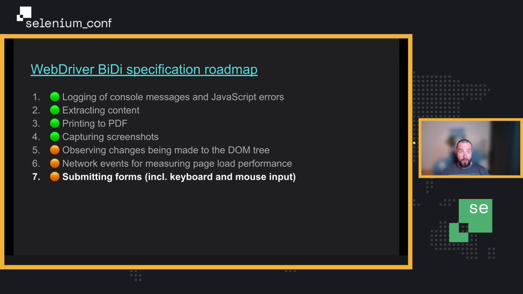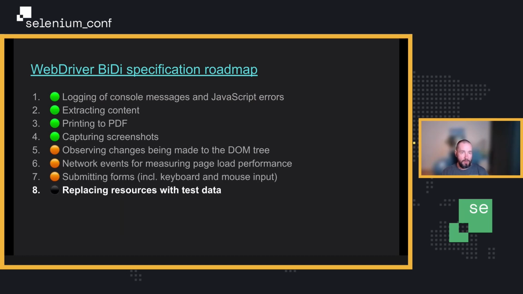This scenario enters text into a form field via keyboard and submits that form via mouse click. Basically, it includes almost all the input emulations, not only mouse and keyboard, but for example, touches and gestures, etc., and scrolls. So all those kinds of emulations.